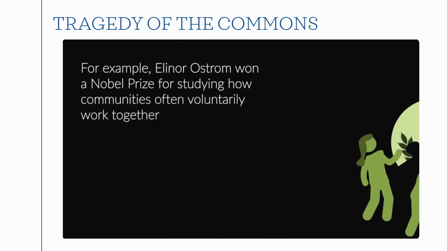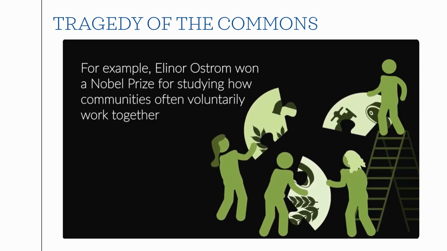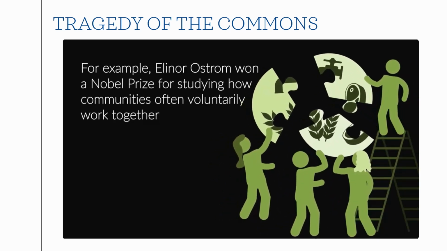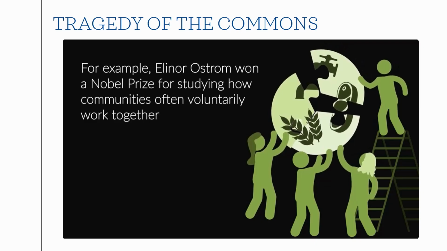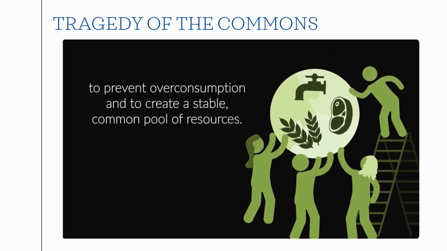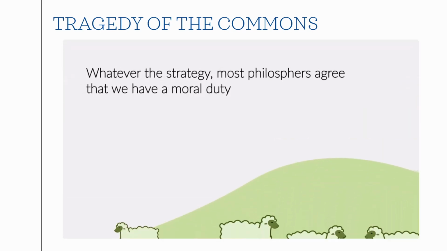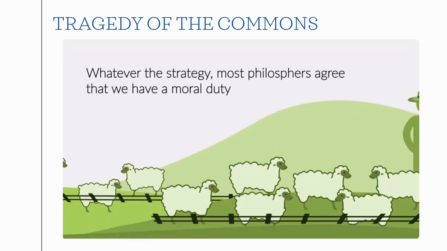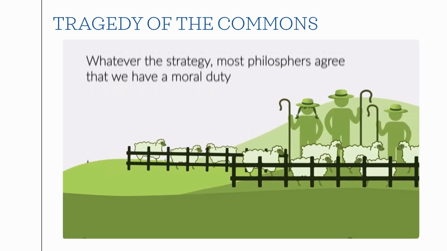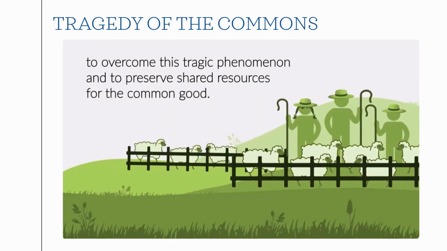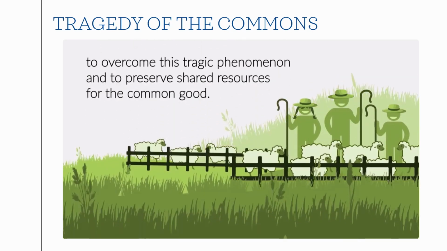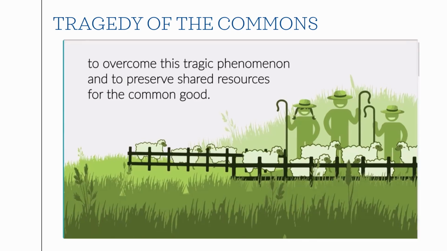For example, Elinor Ostrom won a Nobel Prize for studying how communities often voluntarily work together to prevent overconsumption and to create a stable, common pool of resources. Whatever the strategy, most philosophers agree that we have a moral duty to overcome this tragic phenomenon and to preserve shared resources for the common good.